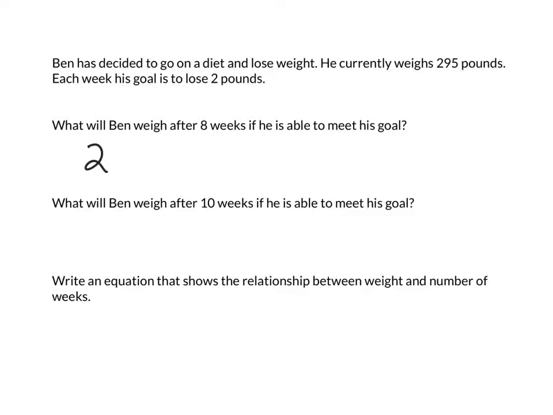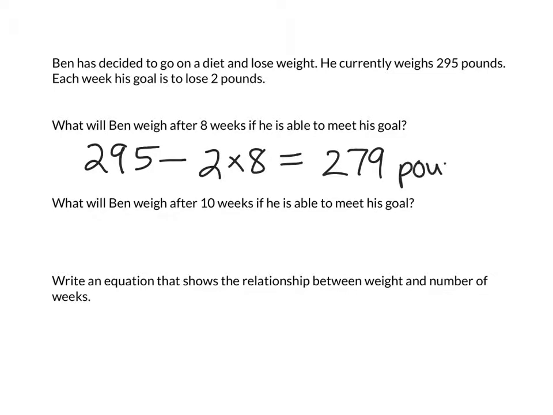So he starts off with 295 pounds and he's losing weight. So we are going to be subtracting from that amount. And he loses 2 pounds every week. So he's losing 2 pounds for 8 weeks. So 2 times 8 is 16. So 295 minus 16 is 279. So he would weigh 279 pounds.